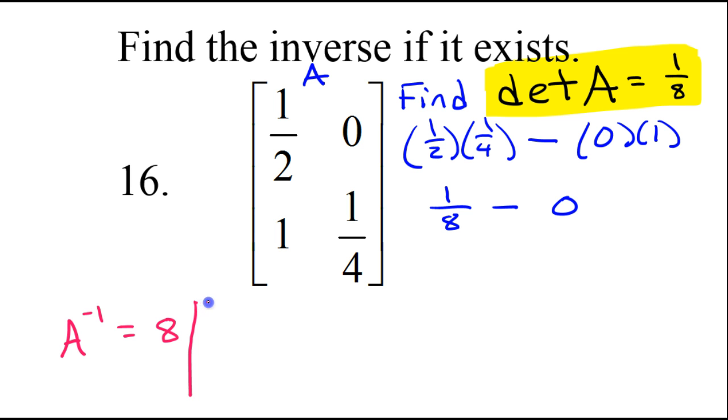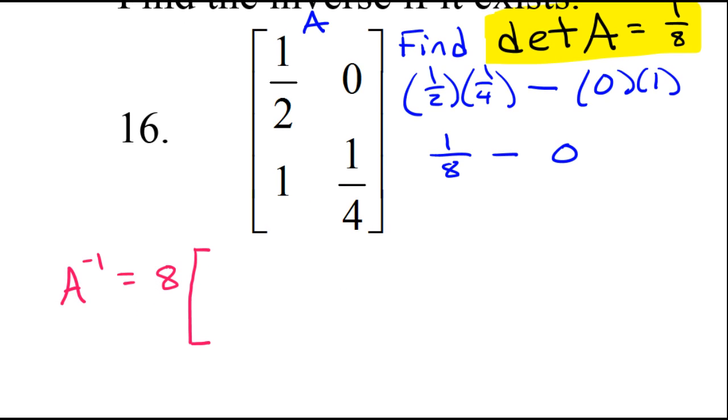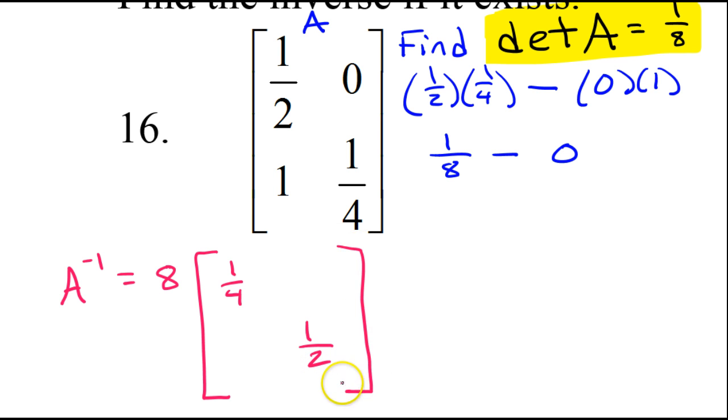Now, this is not the determinant. This is just going to be a matrix. So I need to reverse, negate. I'm going to reverse the down diagonal and negate the up diagonal. So you know what? This might need to be a little bit bigger. Just a little bit bigger, my friends. So if I reverse the down diagonal, that means that the 1/4 is going to go here, and the 1/2 is going to go here. Okay, that's the reverse part.